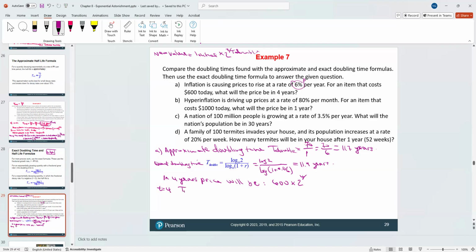And capital T double, we computed already. It's 11.9. We're going to go with 11.9 with the exact. So in 4 years, what would be the price? The price would be 757.42. Note that this answer is using the rounded value for the exact doubling time. If you use all the digits, your calculator should give maybe a bigger value than that.